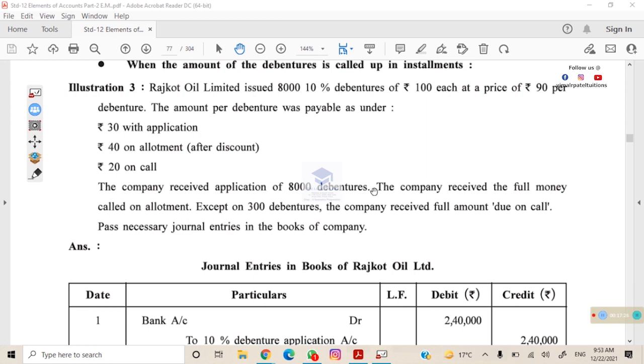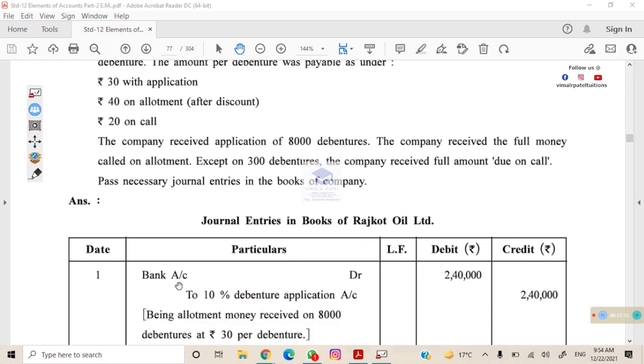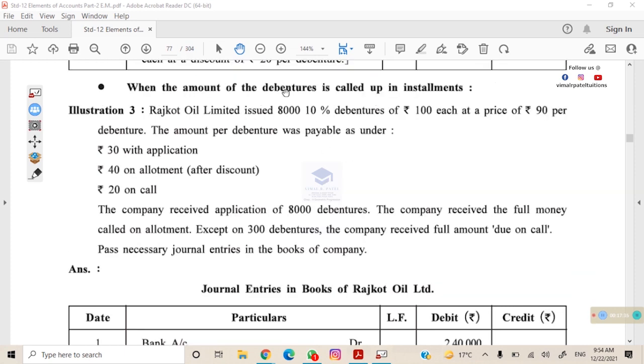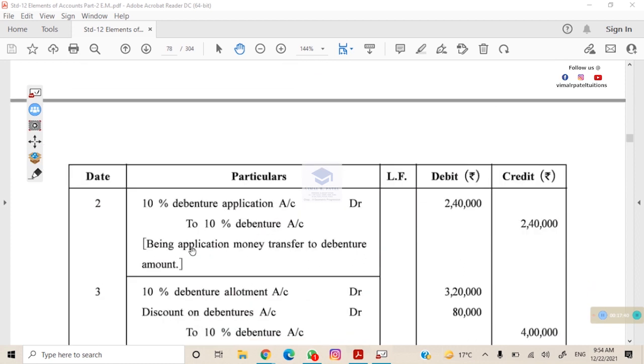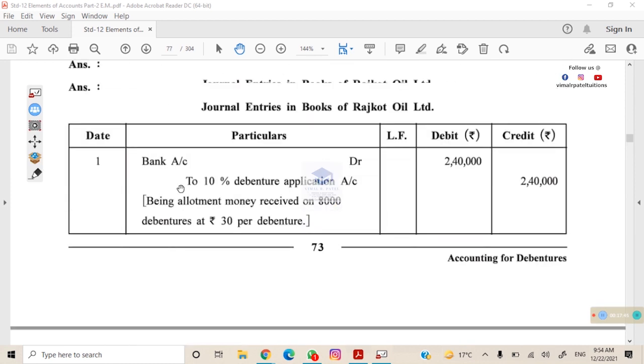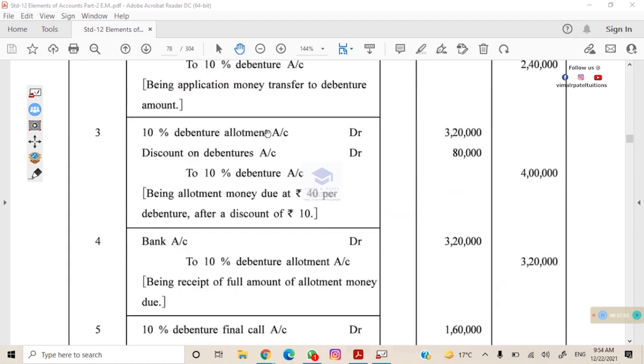The company received applications for 8000 debentures. The company received full money on allotment except on 300 shares; the company received full amount due on call. So first entry: bank to debenture application 8000 into 30, 240000. Then 10% debenture application to 10% debenture 240000. Discount should be considered at the time of allotment, as it is specified. So 10% debenture allotment, discount on debenture to 10% debenture, 8000 into 50.